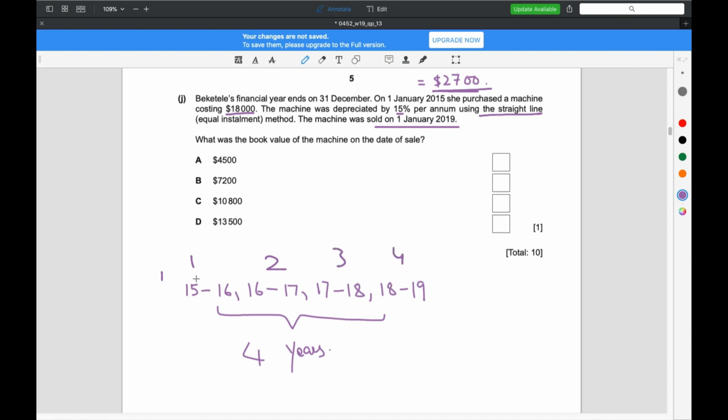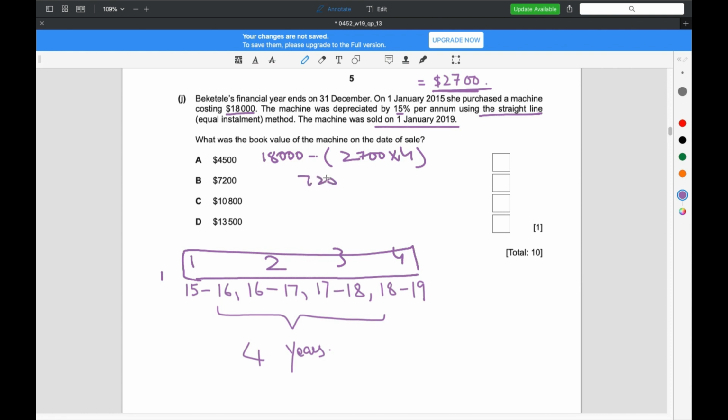So that means that 4 years passed, and this means that you have to depreciate whatever machinery she bought by 4 years. So this means that you multiply $2,700 by 4, all right, and then subtract this value from its cost. So that is going to give you 18,000 take away 2,700 into 4, which is going to give you your answer of $7,200. And the correct option for that is B.